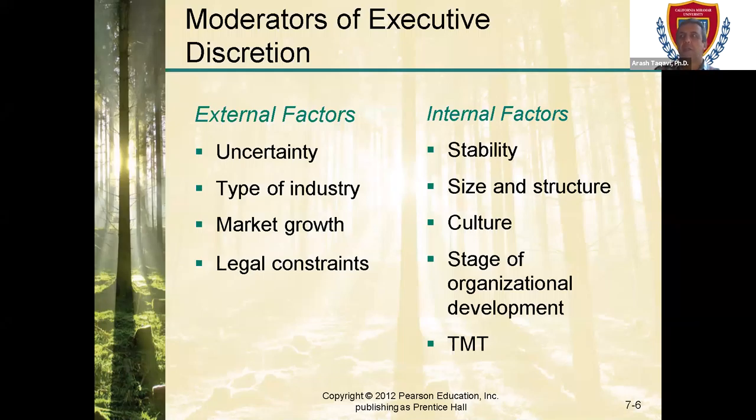But usually, in general and usual markets, one of the external moderators of executive discretion is market growth. Not only the rate of market growth, but the type of growth that you can see in the markets. Is it the growth of price? Is it the growth of, for example, only demand, only supply, or the growth of industry, the growth of technology? It is related to the different parts of the market.